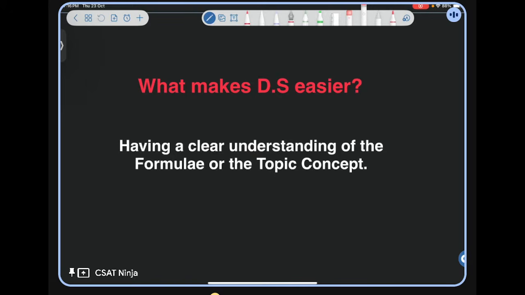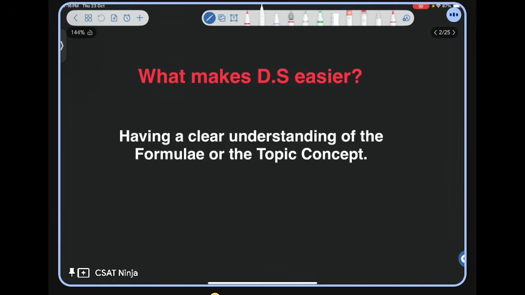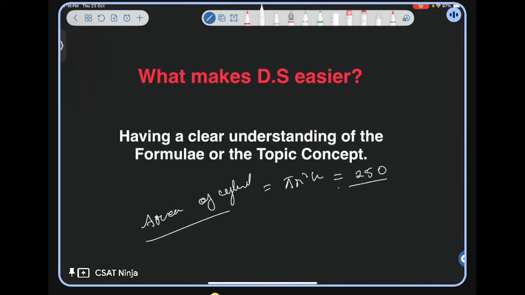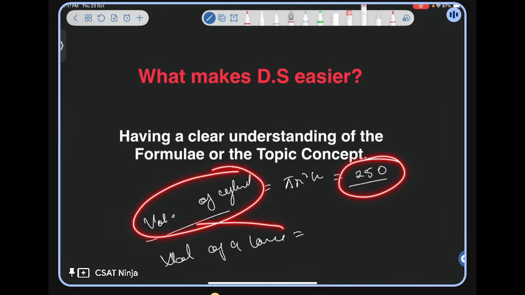Okay, so let me take a nearest example. Let's say the volume of a cylinder is given, which is nothing but pi r square h. Let's say it is given as 250. And if you are asked to find the volume of a cone, then by using this volume of a cylinder, I can find the volume of the cone.